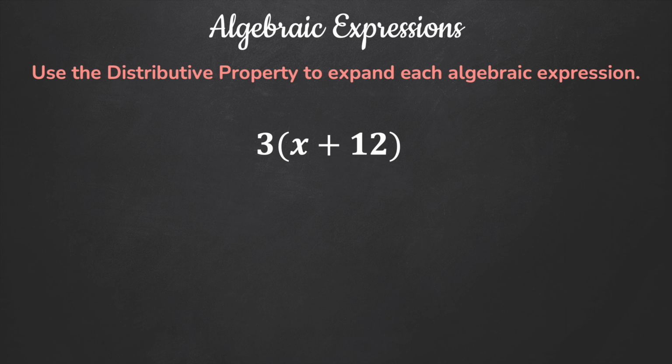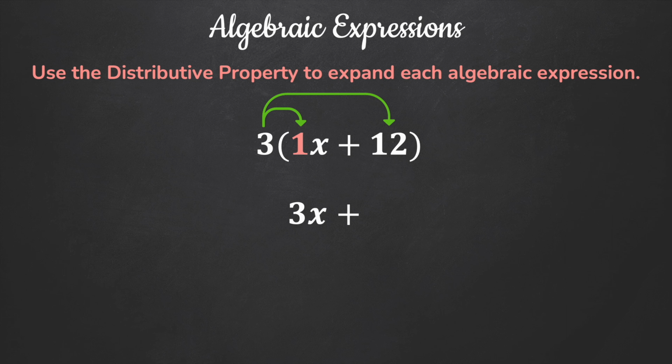Here we have another example that is 3 times, and then in parentheses, x plus 12. Remember that whenever we have a variable that is by itself, we could add a coefficient of 1 to help us. So when we distribute, we're going to do 3 times 1x, which is equal to 3x. Make sure you bring down the plus sign, and then we're going to distribute the 3 to the 12. And 3 times 12 is equal to 36. And our final expression is 3x plus 36.